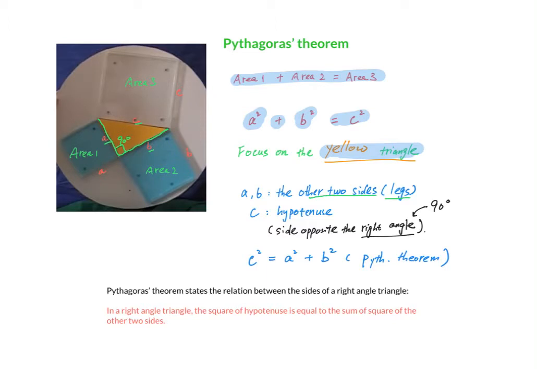And C, we call hypotenuse, okay, which is the side opposite the right angle. So right angle is 90 degrees. And also C is the longest side of the right angle triangle, okay? So from the above relation, we can see the C square equal to A square plus B square. So actually this relationship is referred to as the Pythagoras theorem.